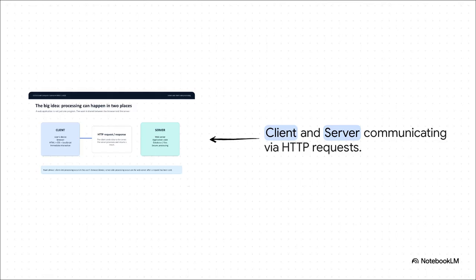The answer to that question unlocks exactly how modern web applications process our most sensitive data. You see, a web application isn't just one massive piece of software running in one place. It's actually a shared workload. On one side, we have the client, and on the other, we have the server. And these two are constantly chatting back and forth via HTTP requests and responses. They basically divide up the labor to make sure your experience on the web is incredibly smooth, but also highly secure. So let's break down exactly who does what in this relationship.